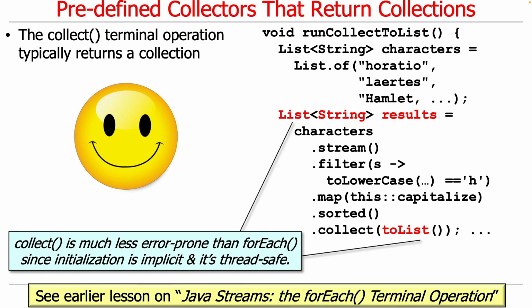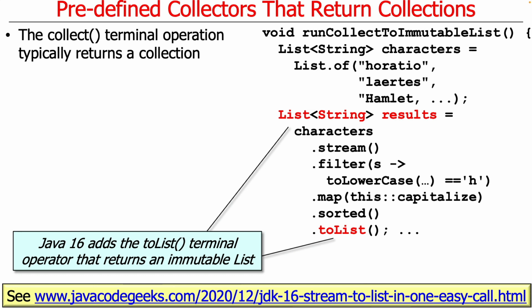Collect is obviously much less error-prone than forEach, since initialization takes place in the collector as opposed to you having to do it separately, and it's also thread safe. And I should also hasten to point out that you can use the toList variant in Java 16 and beyond. So toList is a shorthand version of a terminal operation that elides the need to say collect toList. There is a subtle difference, however. toList returns a so-called immutable list, whereas collect toList returns a mutable list. Mutable simply means you can make changes to the list. Immutable means you can't make changes to the list.